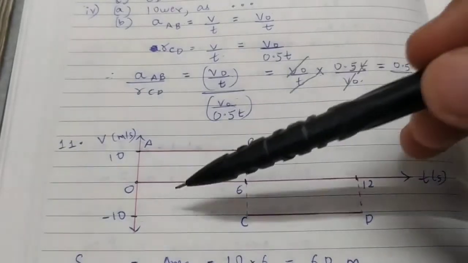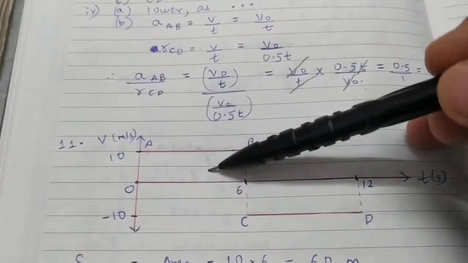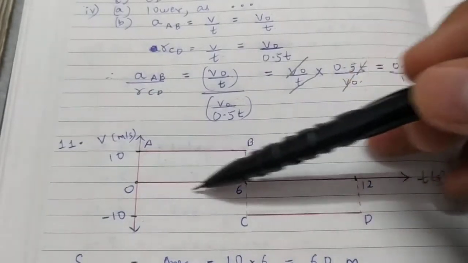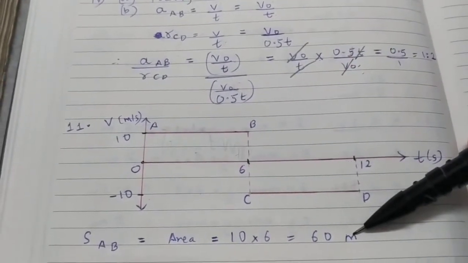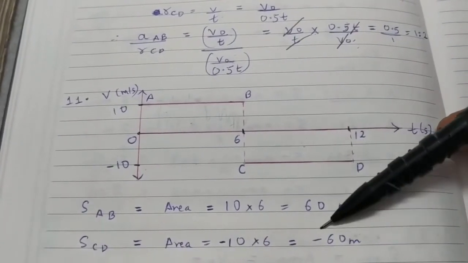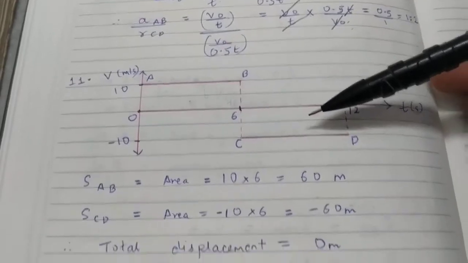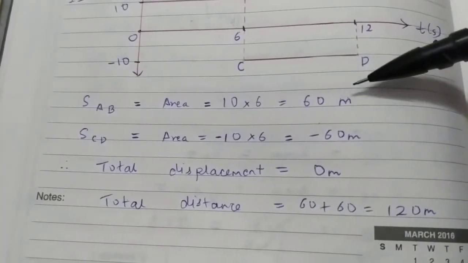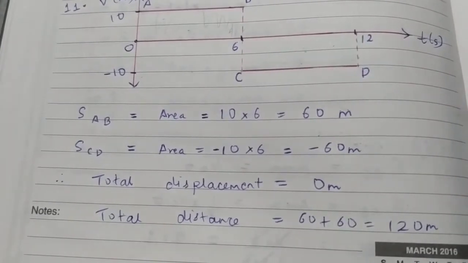Now what is the total displacement for the first 6 seconds? Area under the graph, that is length into breadth, that is 6 into 10, that is 60 meters. Similarly, the displacement in the next 6 seconds will also be 60 meters, but minus 60 because it is in the opposite direction. So the total displacement is actually 0. However, for the total distance, you just have to add them, it's 120 meters.